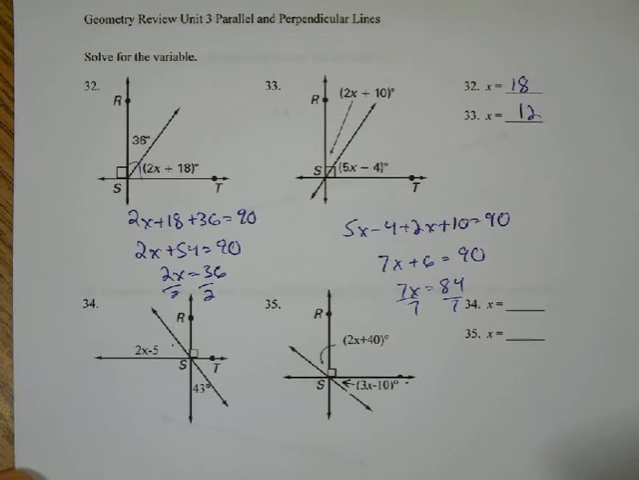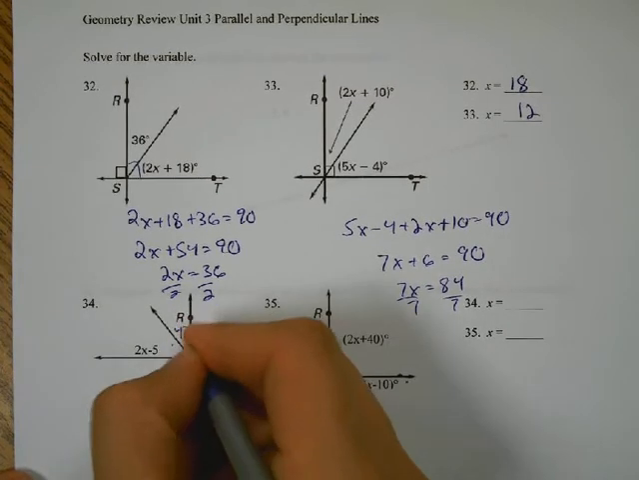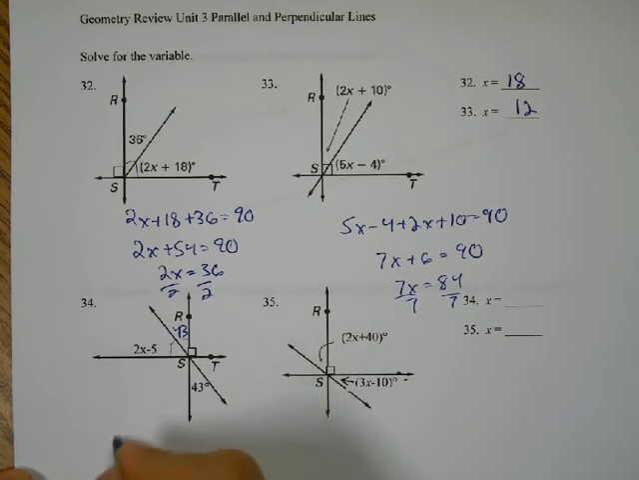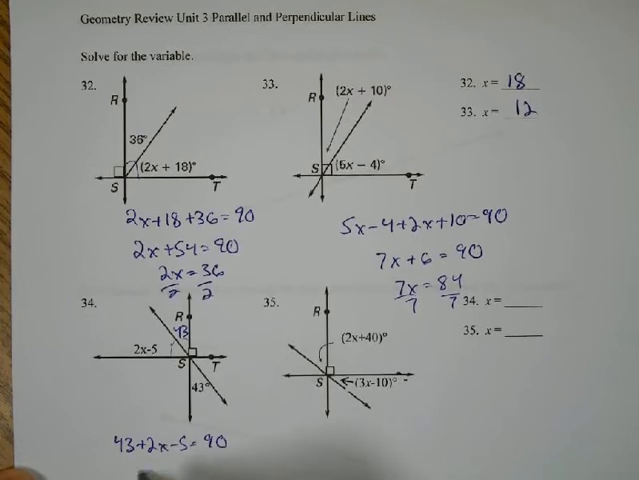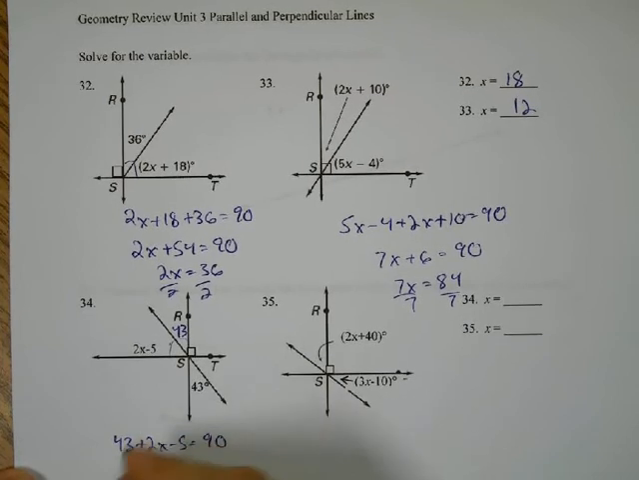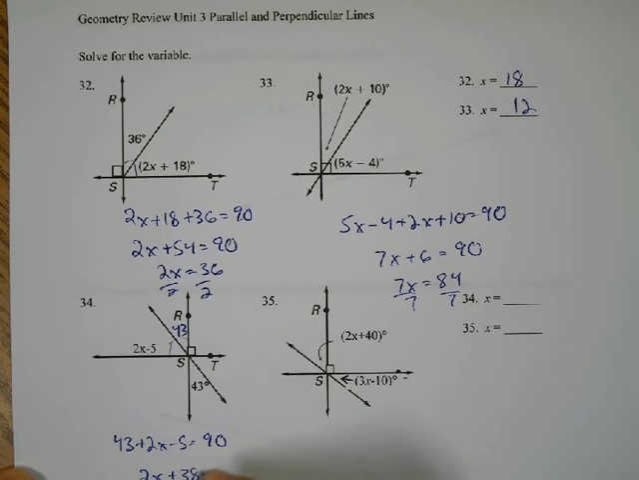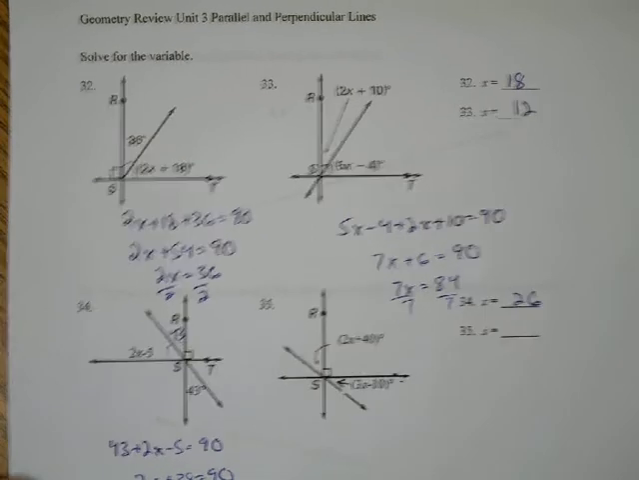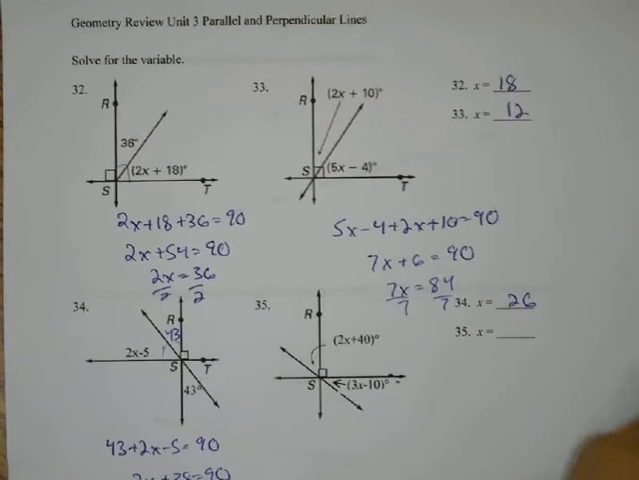Next problem. Alright, this one. We're going to use the idea of vertical angles to pull that 43 to the other side. Again, we've got complementary angles. So 43 plus 2x minus 5 has to be 90. It gives me 2x plus, what is that going to be, 38 is equal to 90. So 2x, subtract that 38 to the other side, and you get 2x equals 52. So x is going to equal 26 once you pull all that over.